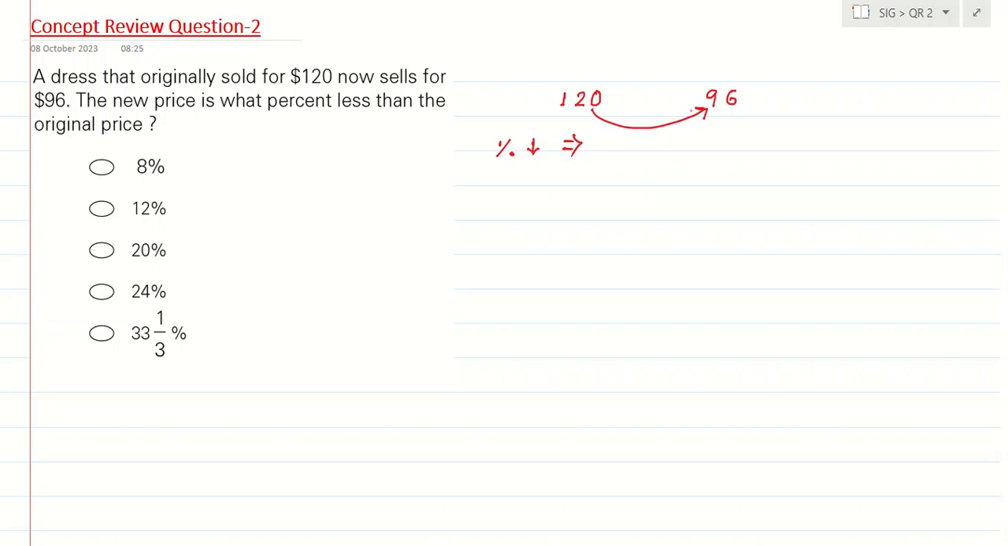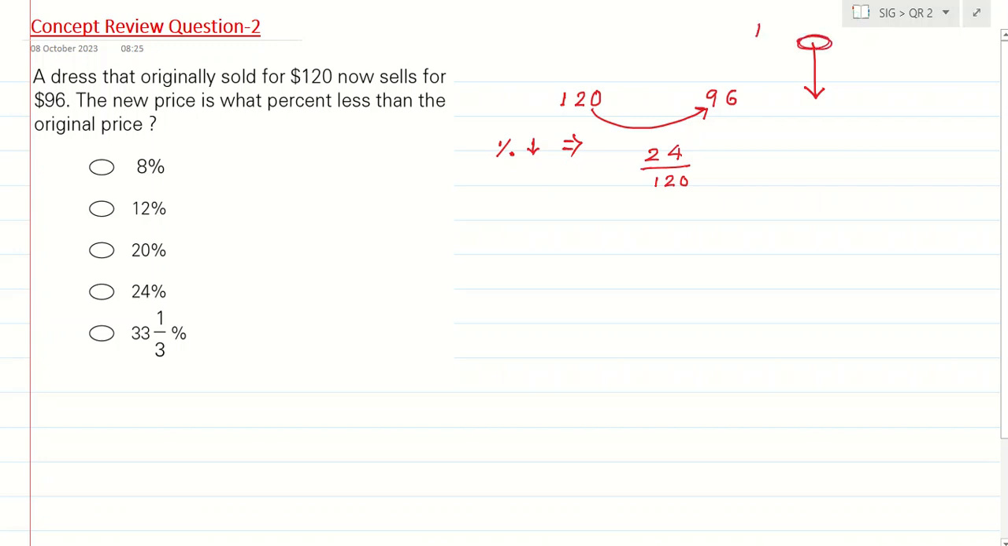So what is the difference I'll get? Tell me. 24. Super. And what is the original value here? 120. Decrement. Remember decrement? The higher value will be the original value. Right? So look at the downwards arrow. This is the decrement. This is the original value, no?